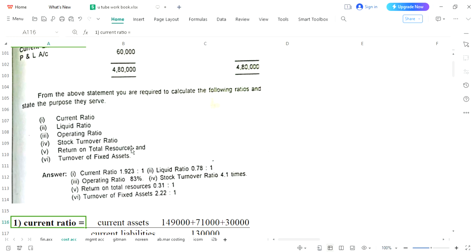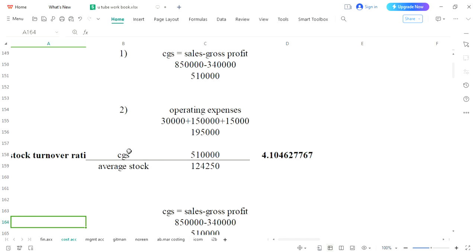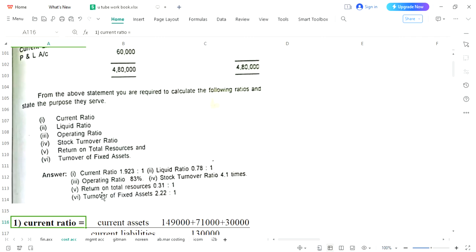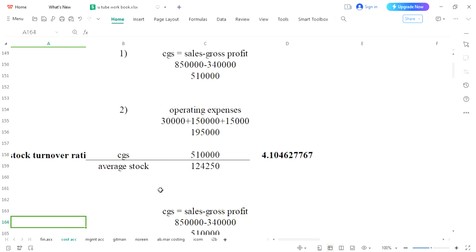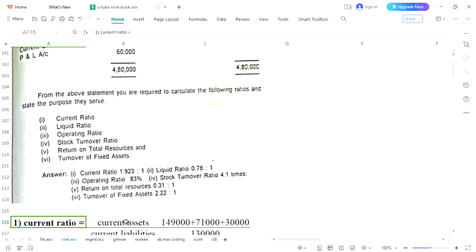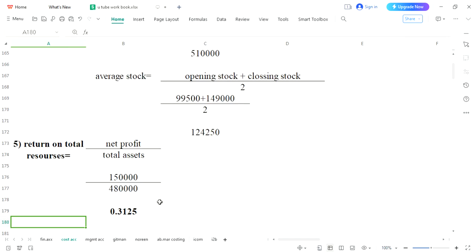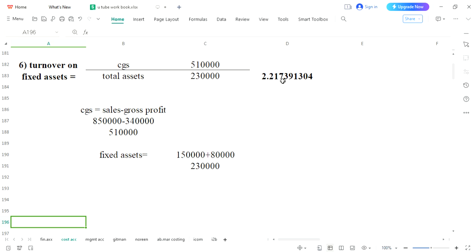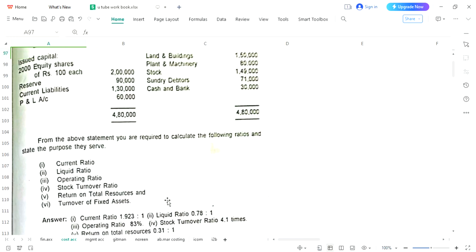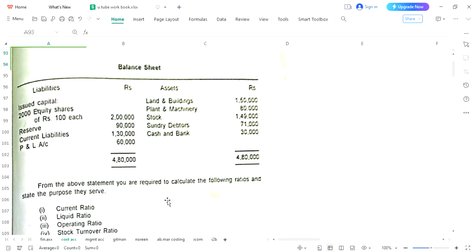Fourth was stock turnover ratio, 4.10. Return on total resources, fifth, is 0.31. Turnover of fixed assets, number 6, and the answer is 2.21 or 2.22. Here you can see 2.22. In this way we have reviewed all the answers. The question was very interesting and 6 ratios were required, and we have calculated all of the ratios.